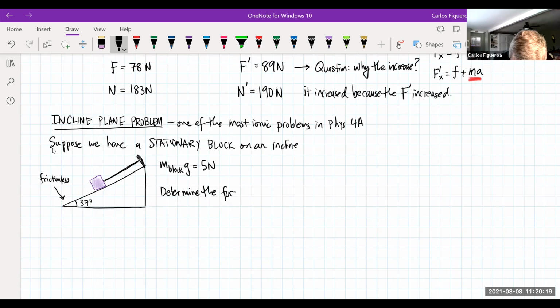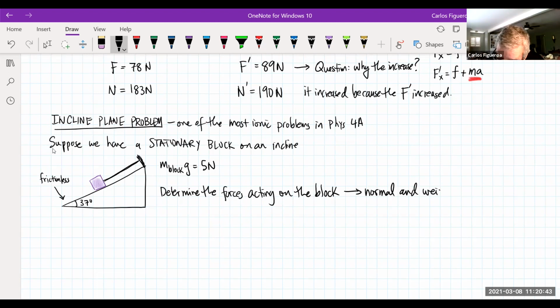So our goal here is to determine the forces acting on the block, which implies the normal, right? The normal is really the main one, but we're going to look at the normal and the weight on the incline. That's what we want to do here.